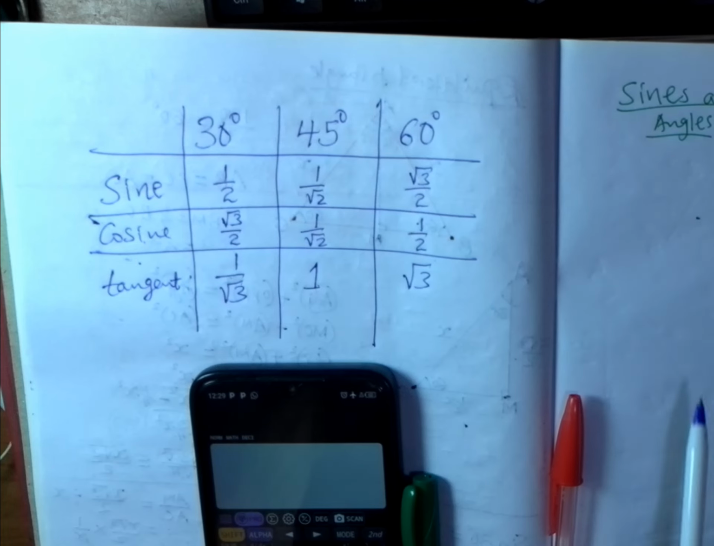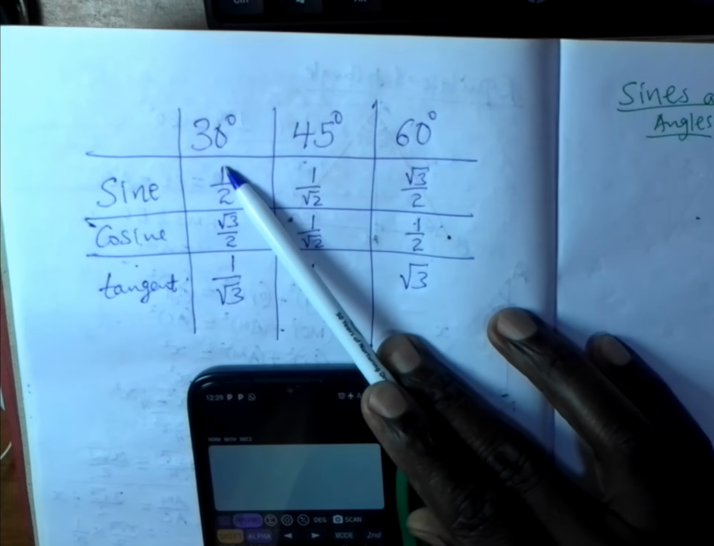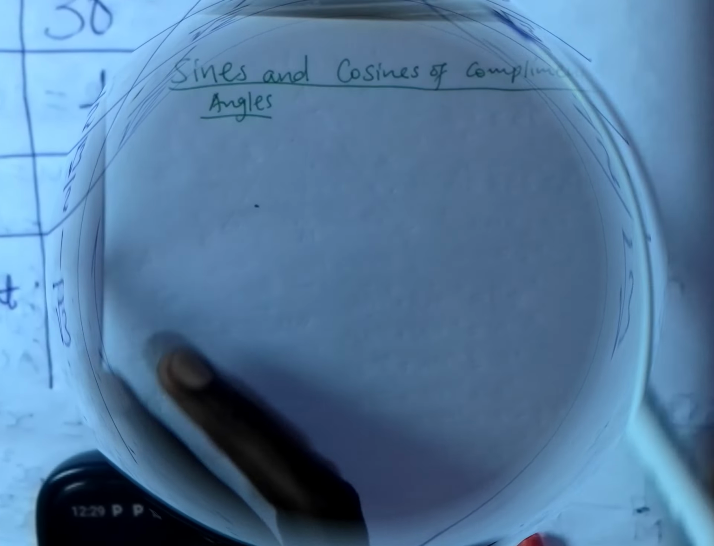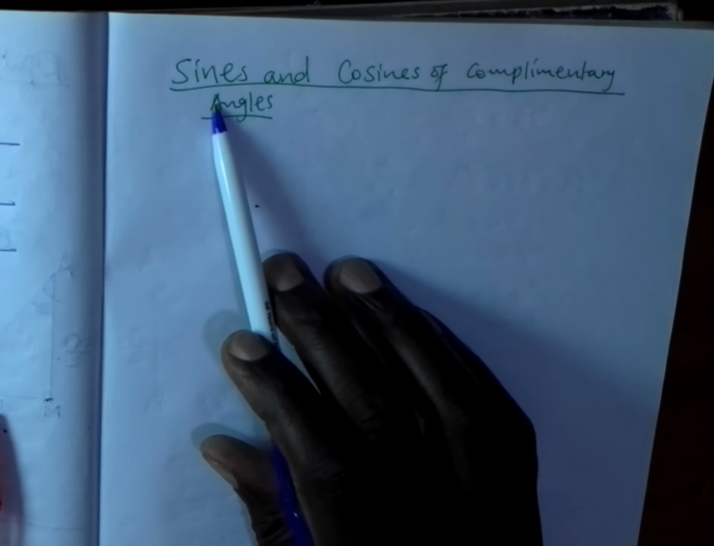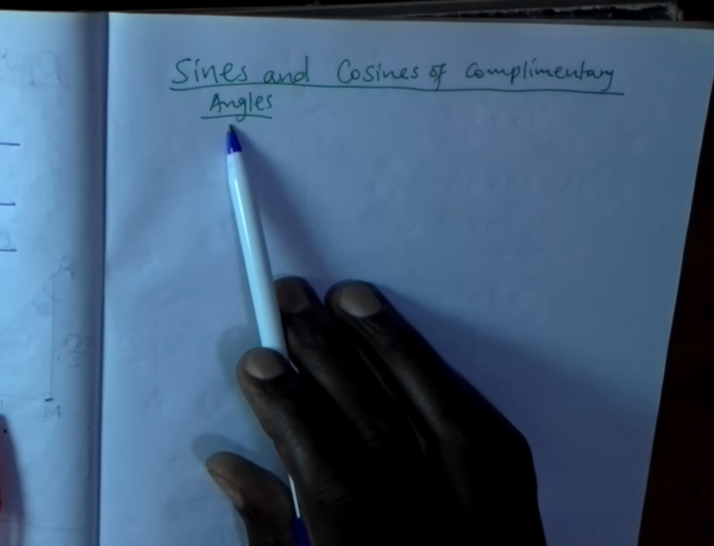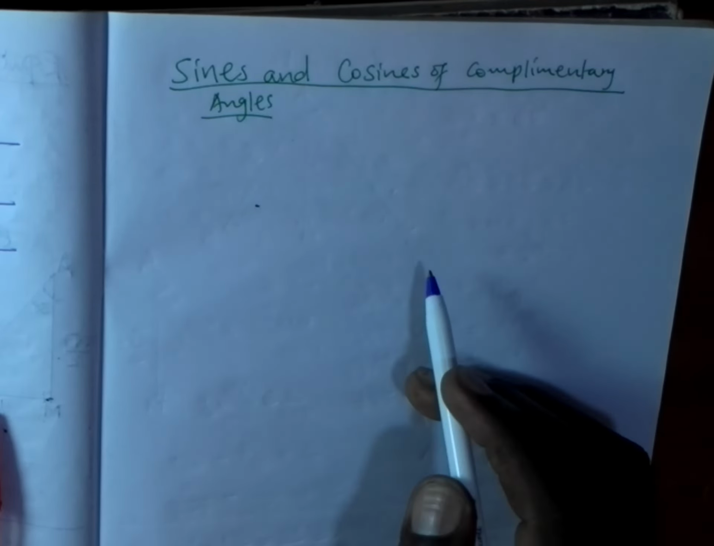Previously we had talked about trigonometric ratios of special angles, and that was 30 degrees, 45 degrees and 60 degrees. And later today we shall look at sines and cosines of complementary angles.